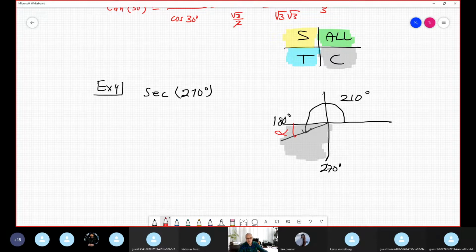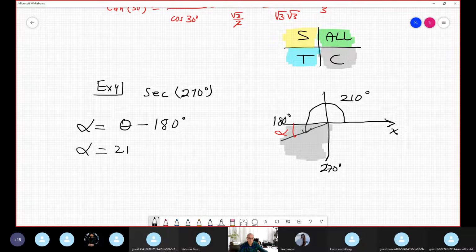So, no formula is necessary. Alpha in the third quadrant is theta minus 180. It's the acute angle between the terminal side of our specific angle and the x-axis. It doesn't matter if it is the positive direction or negative direction. Alpha is equal to 210 minus 180, which is 30 degrees. I know that for any trigonometric function, sine, cosine, secant, cotangent, either way, the value is the same. So my goal now is to compute secant 30 degrees.